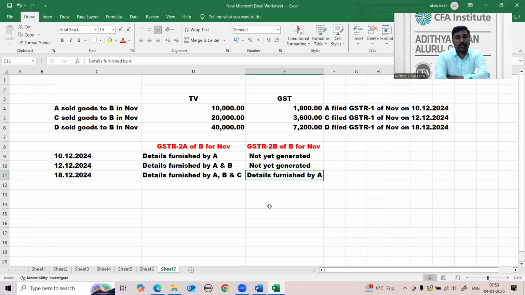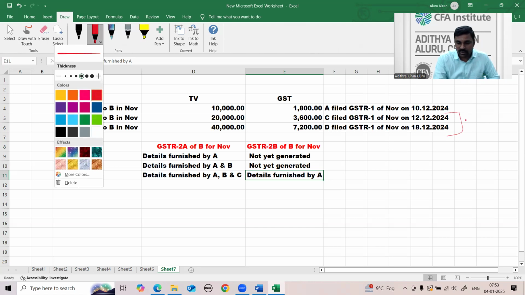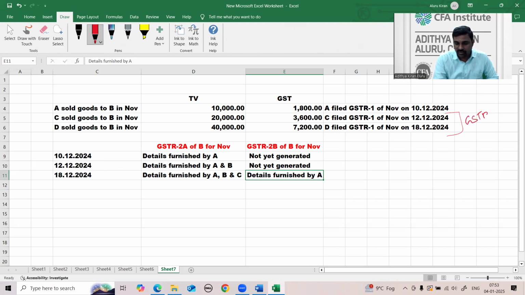Why, sir? I am opening the GSTR 2B on 18th December. Why on that date only details furnished by A are disclosed? The reason is A alone has furnished the GSTR return before the due date, and these people have furnished the GSTR return belatedly. GSTR 1 furnished late after due date.